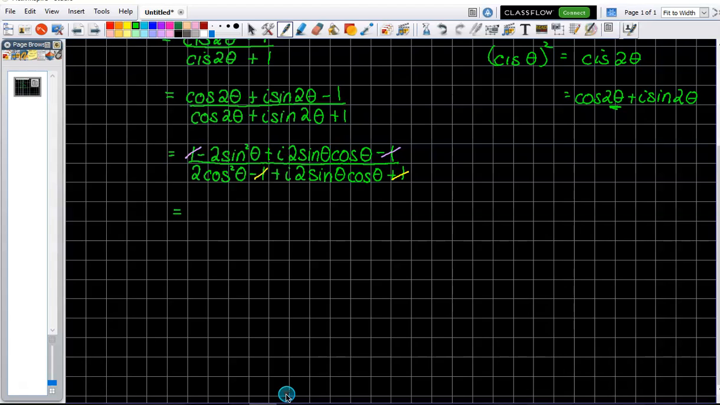What could you do now? Kel? We've got this, and yes, I'm asking you because your eyes have glazed over. We look at the top, we look at the bottom, and it's looking a bit suspect.